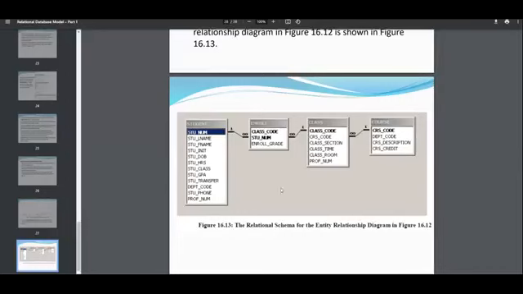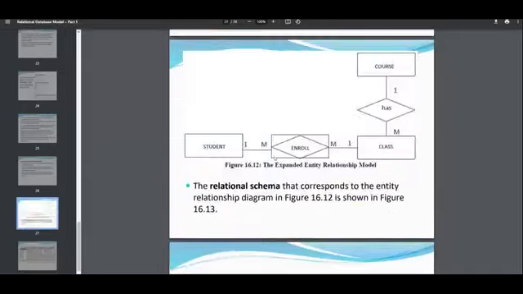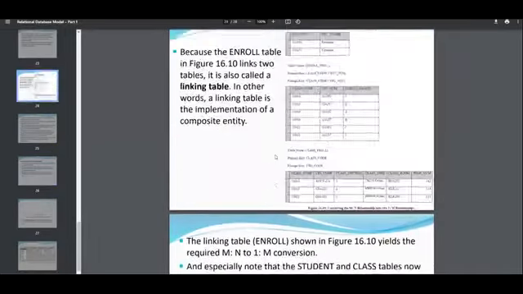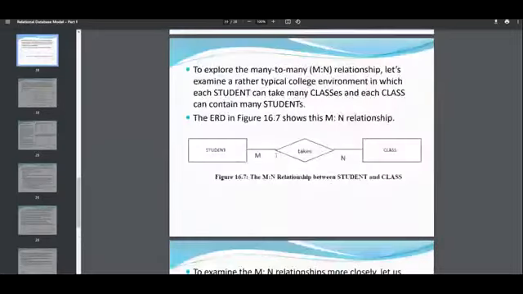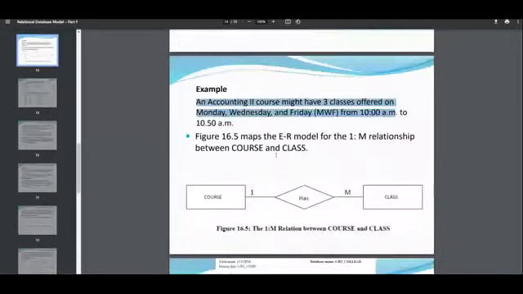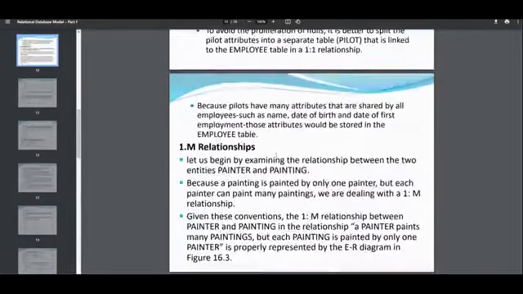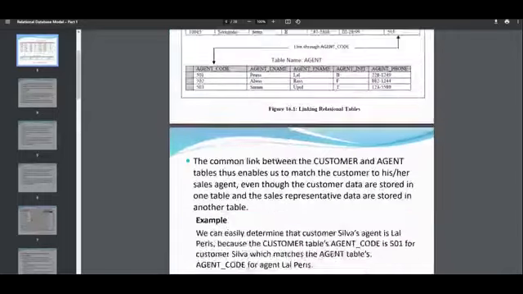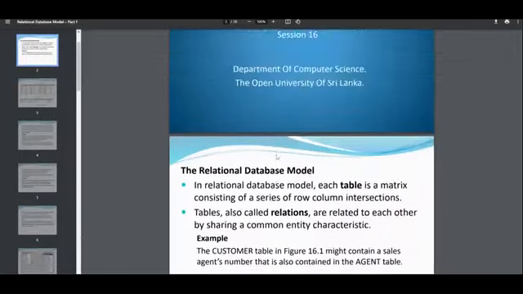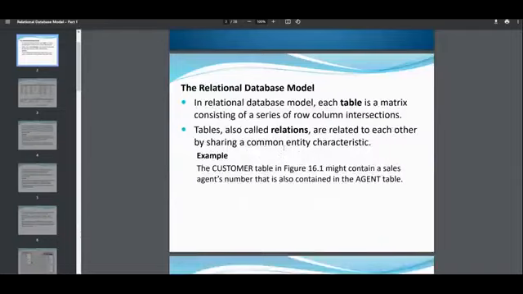So this is one example. The relational schema can be displayed this way. So that is the thing regarding this presentation. Okay, this is a single explanation for the given presentation.